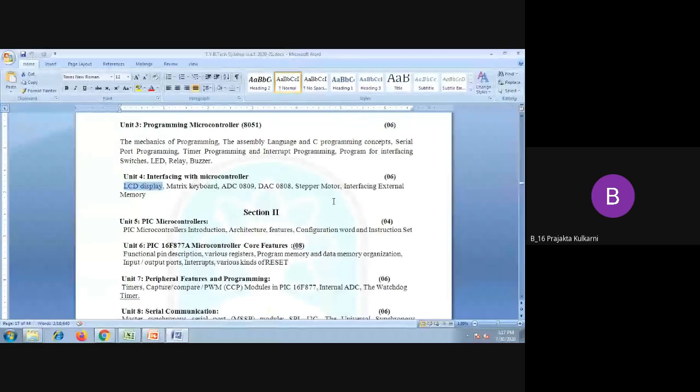Keyboard is input, sir. LCD is output. LCD output, okay. What about ADC, DAC? Stepper motor, output. Good, and memory, external memory.